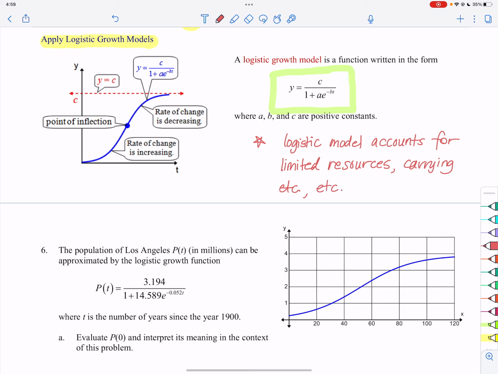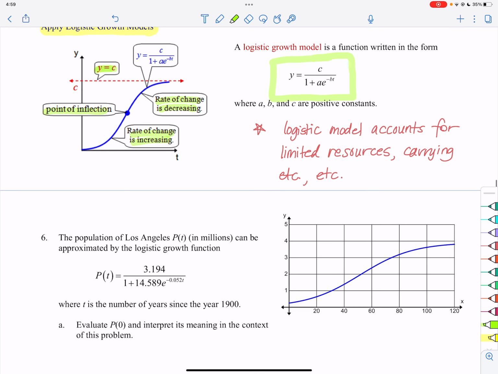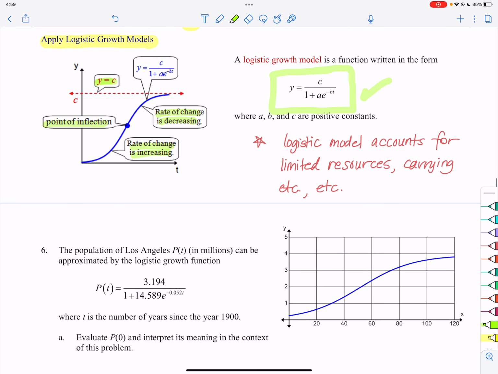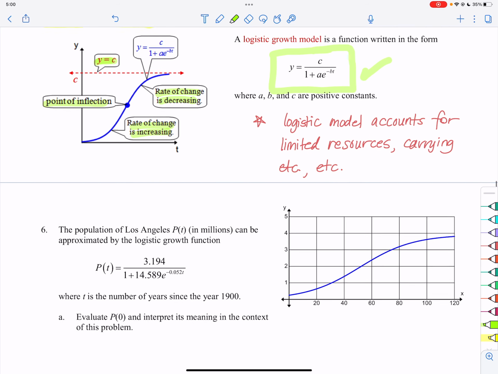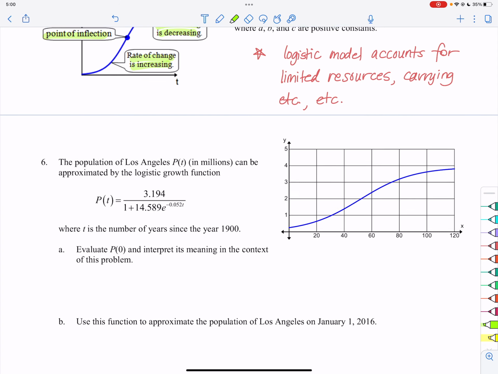etc. Okay, so as you can see here, here is this function y equal to c. We have a horizontal line at y equal to c. We also note a point of inflection, and this is where the rate of change is increasing, and here the rate of change is decreasing, but approaching that value of c. And here is the model. C is going to be a constant along with A and B. So let's just take a look at number 6 and see what we can come up with that model.